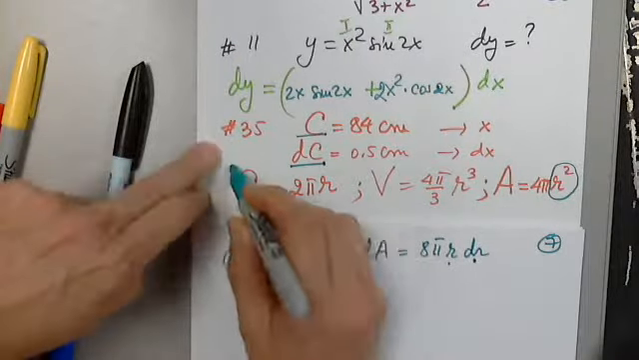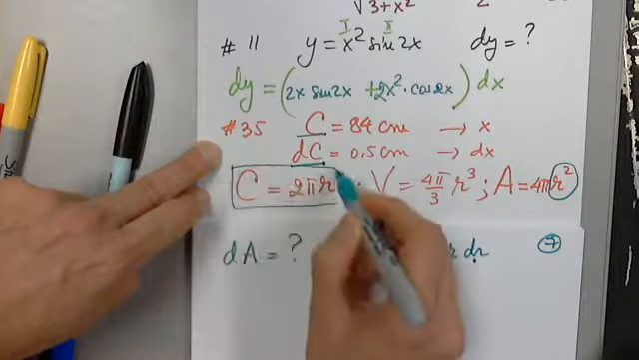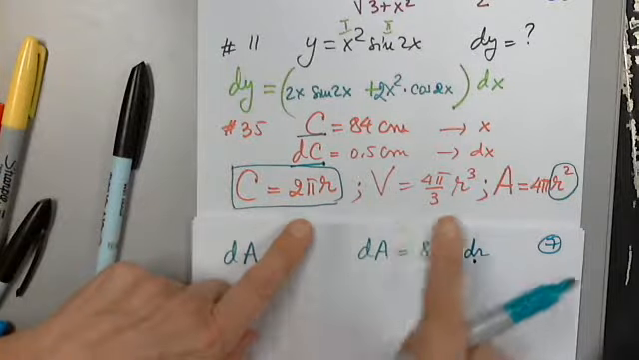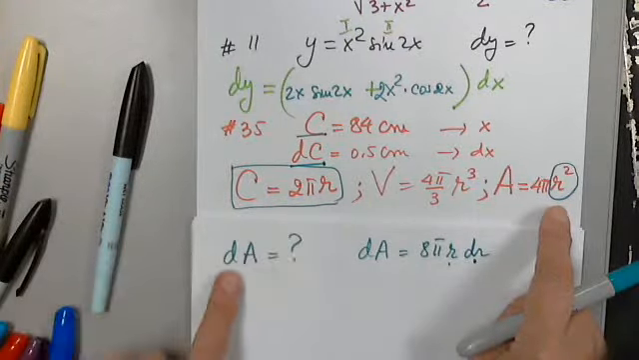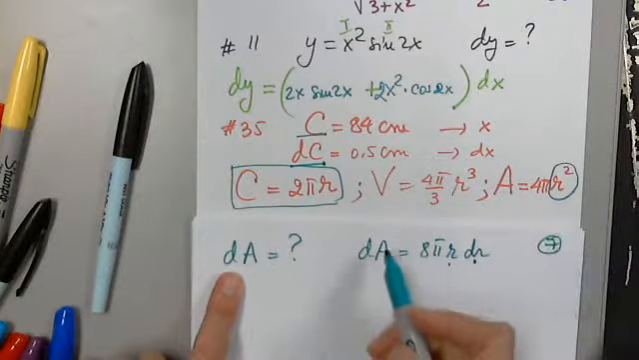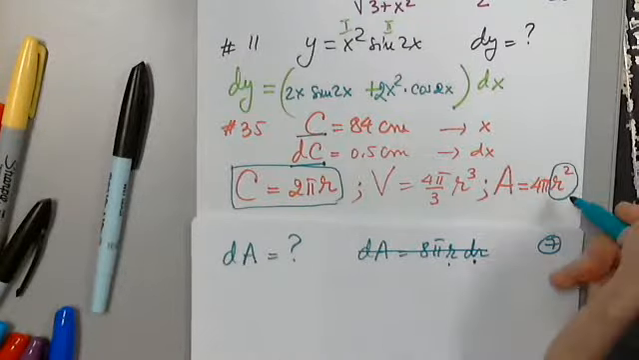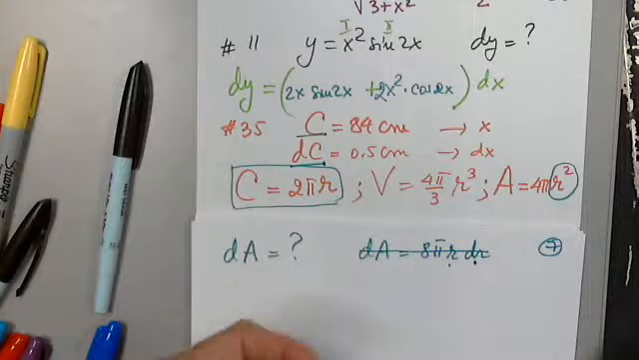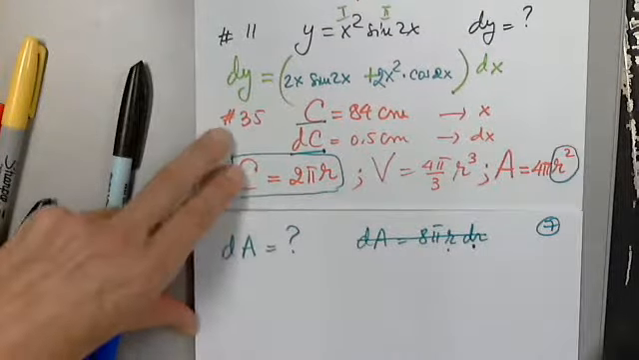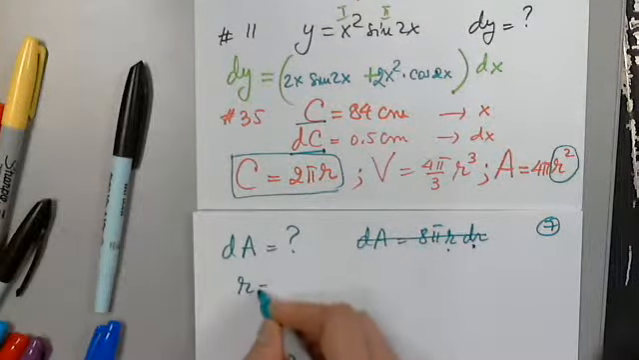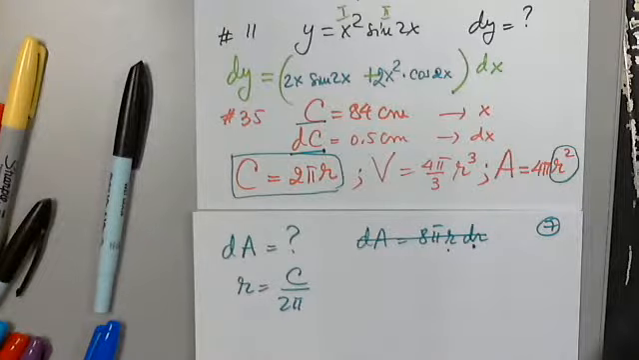So from here, I will solve for r and plug it in the area before I find dA. So I don't have to worry about r and dr ever again. Is that clear what I'm trying to do? Because I can't use r. I have no information about dr. Okay, so from here, r equals c divided by 2 pi.